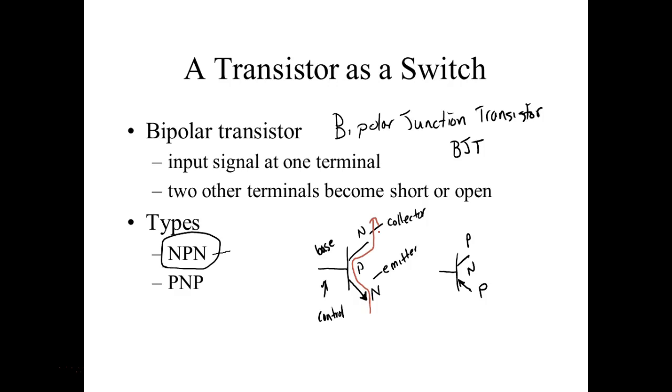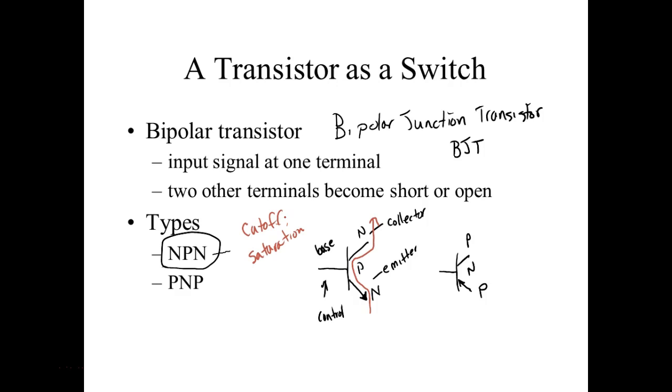So we got 3 regions we can operate this thing in. One of them is called cutoff. That's when we put 0 base current in. And then we got what we call saturation. That's when the valve is turned wide open. These are the 2 regions we're going to use in this. We're either going to saturate this or we're going to cut it off.